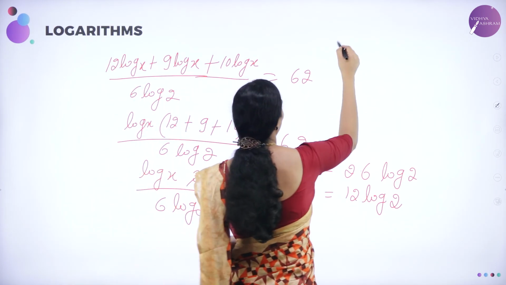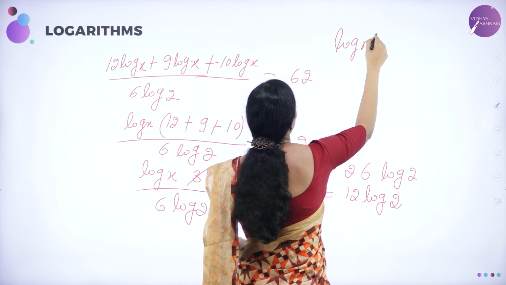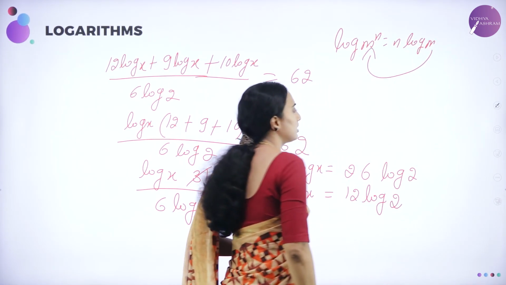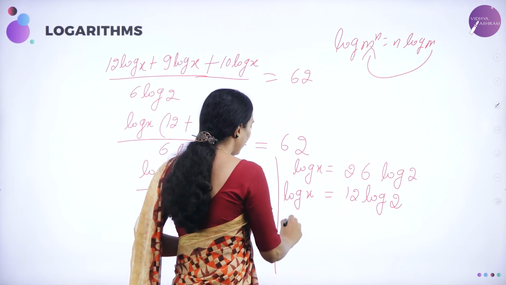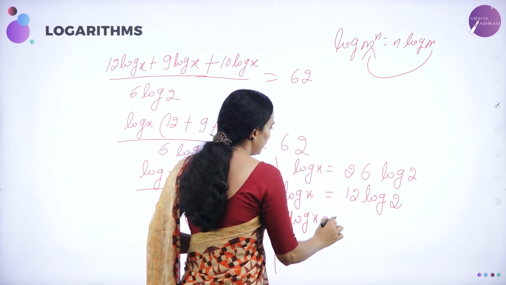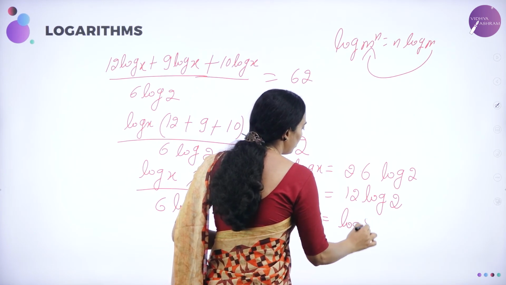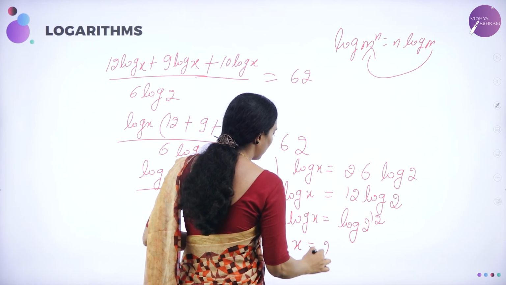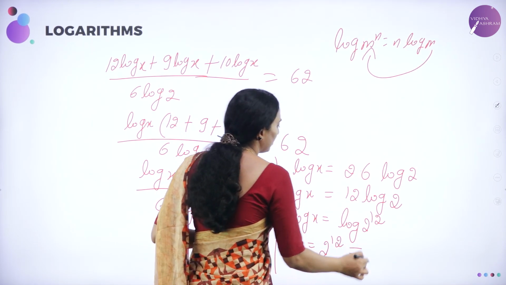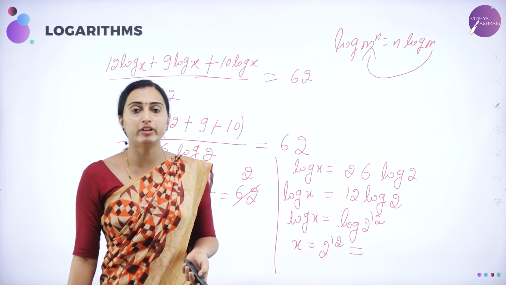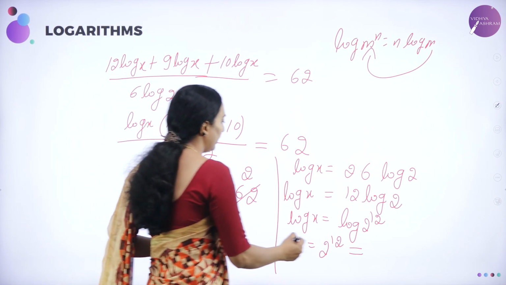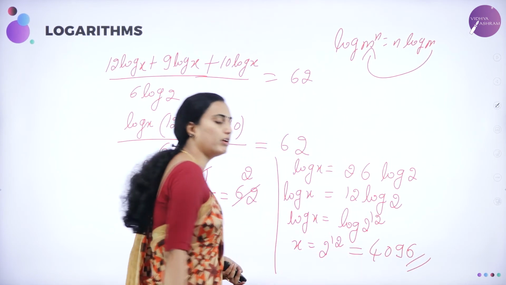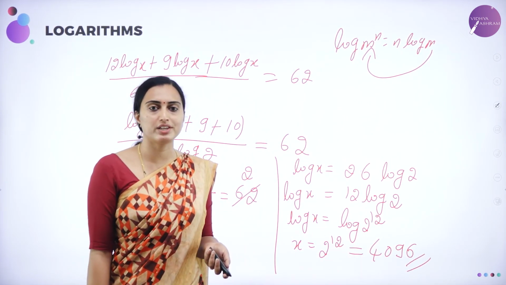This is according to the formula log m power n can be written as n log m. Therefore, according to this I can write log x is equal to log 2 power 12. Log will get cancelled, so x is equal to 2 power 12. Dear students, 2 power 12 is equal to 4096, so x is equal to 4096.